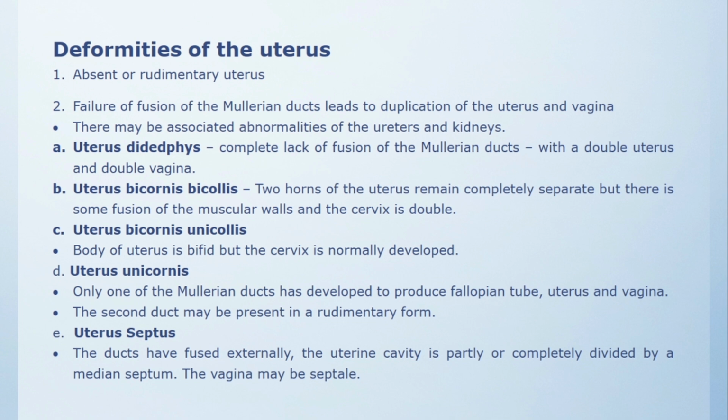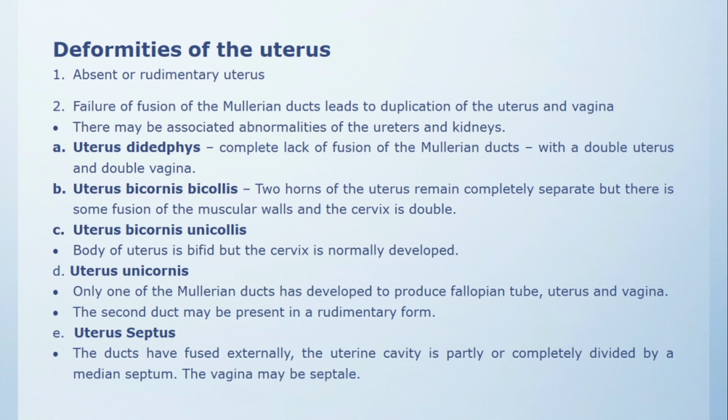There is what we call uterus unicornis. Only one of the Mullerian ducts has developed to produce fallopian tube, uterus, and vagina. And the second duct may be present in a rudimentary form.